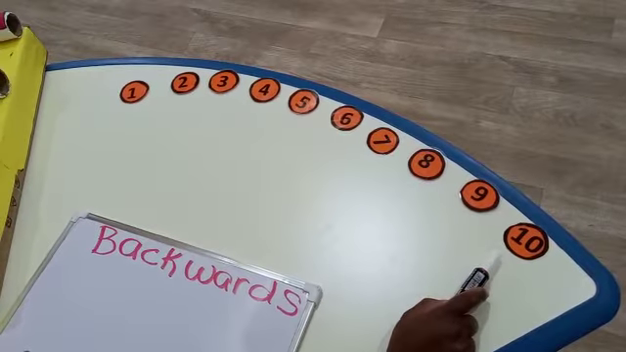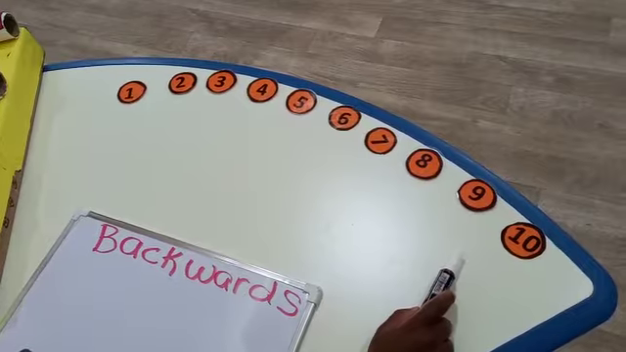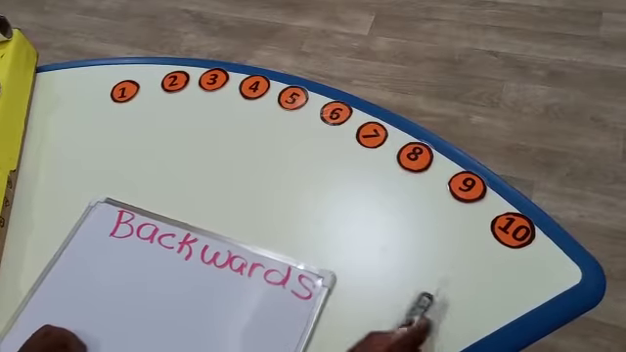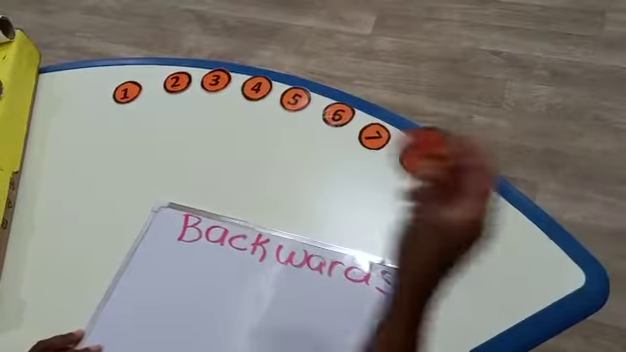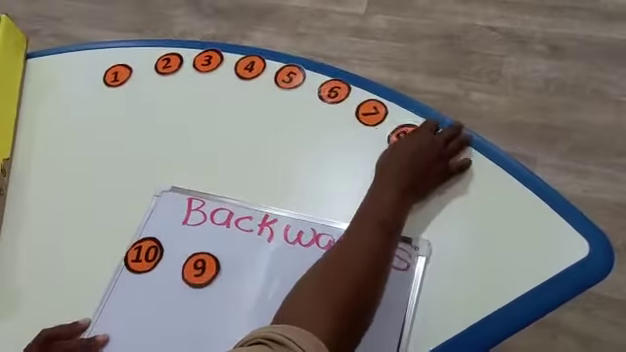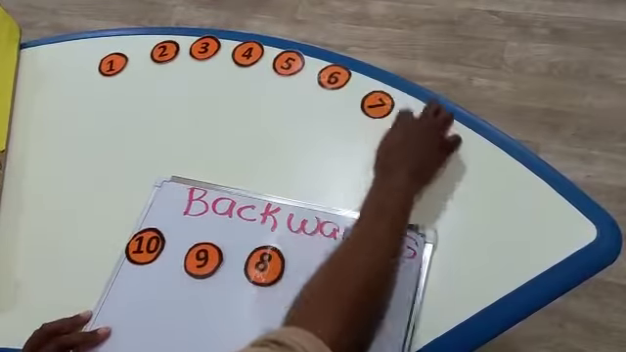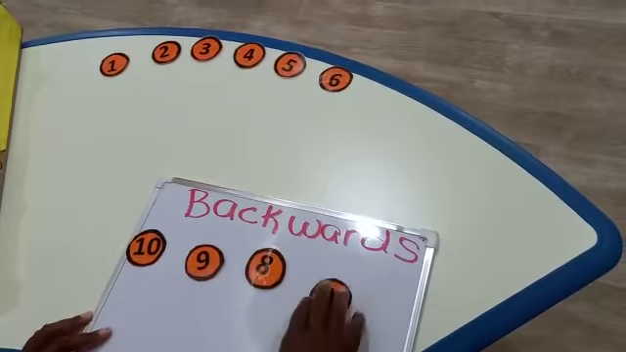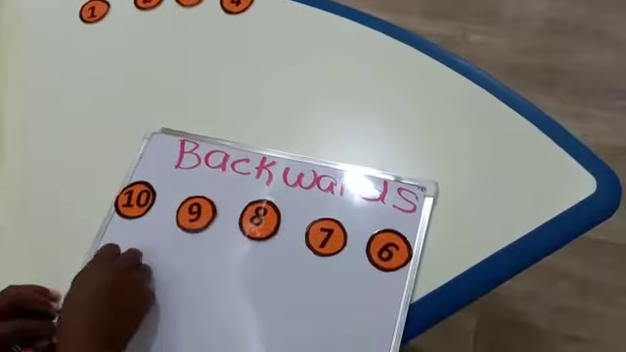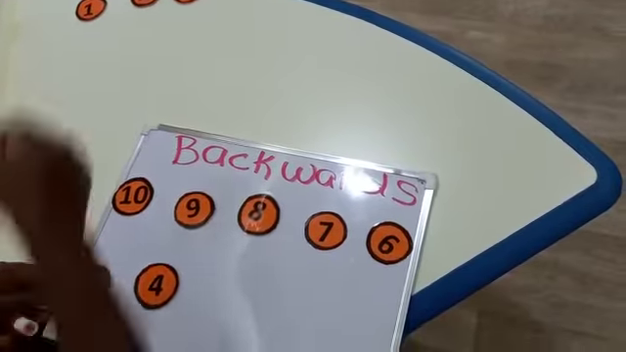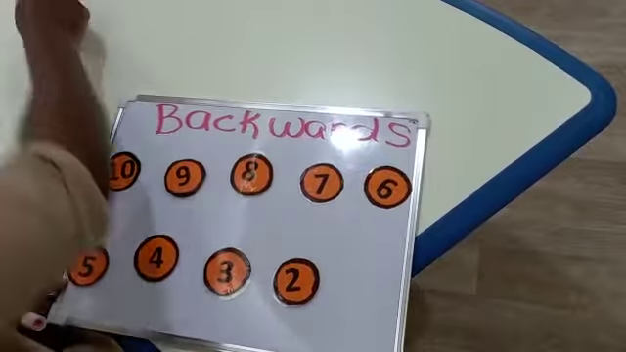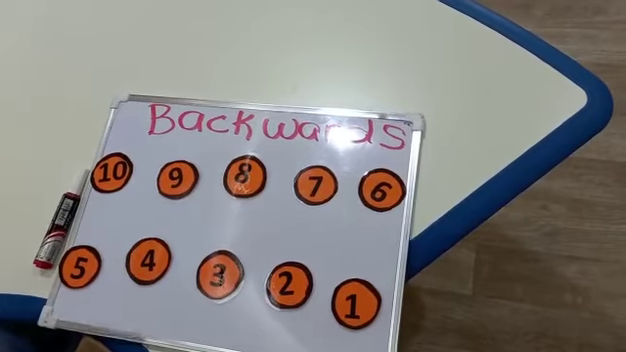1, 2, 3, 4, 5, 6, 7, 8, 9, 10. Good. So now let's count backwards. Backwards means we start from the big number to the small number. In this case, we will start from 10. Let's have a look. Backward, we start from 10, and then 9, and then 8, and then 7, 6, 5, 4, 3, 2, 1. Yes, you did it.